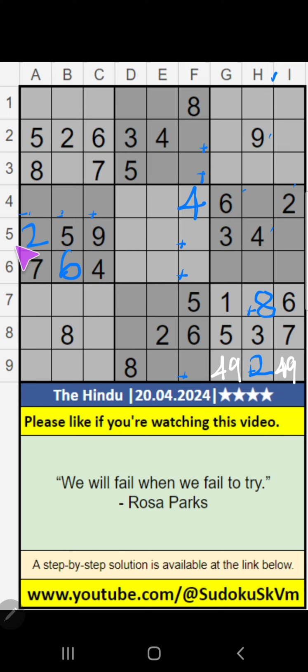9th row, 5th row, and 2nd row, we get pair numbers 2 and 9. So 2 and 9 can't come in these cells. It will come in any one of these cells. We will confirm later.